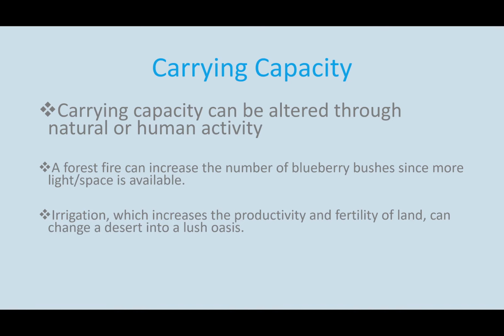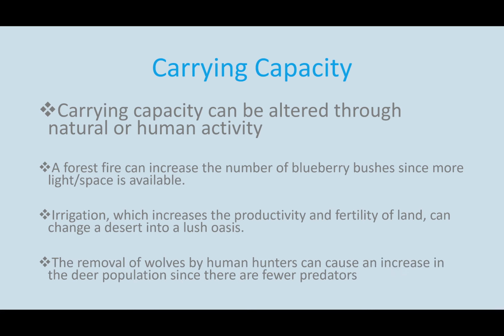Irrigation, so basically adding water, increases the productivity and fertility of land. So we could irrigate a desert with enough water to hopefully create a lush oasis. You can see those, your standard mirage in the desert, where you can see this lush greenery just in the middle of sand.